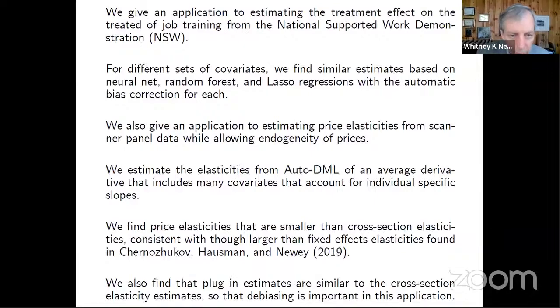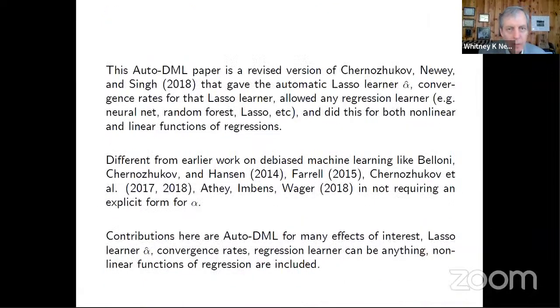All right. Okay, so this paper, focusing a little bit more on a seminar style presentation, is a revised version of a 2018 paper that gave this automatic lasso learner convergence rates. It allowed for any regression learner, neural net, random forest, lasso, and did this for both nonlinear and linear functions of the regression.